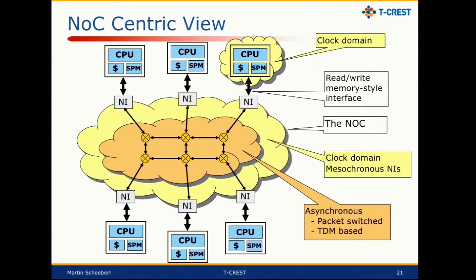So where does the clock for the mesosynchronous interface come from? I mean, it's not the same as the CPU clock. Well, that's a full picture, but we use the same. So all the CPUs were driven off the same clock? Yes, in our experiment, yes.